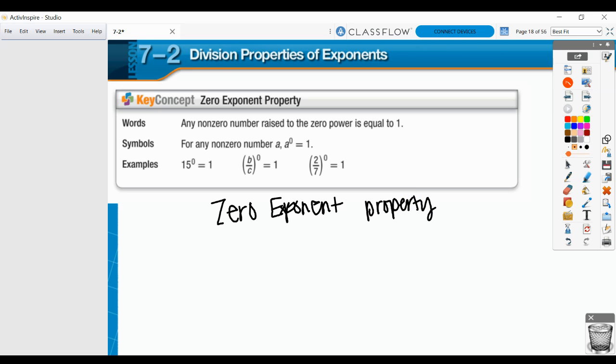So the definition is for any number or letter raised to the zero power, it equals 1. So for examples, if I would have 6 to the 0 power, it equals 1. If I would have 2/7 raised to the 0 power, it equals 1. So basically, it just goes away. Okay?